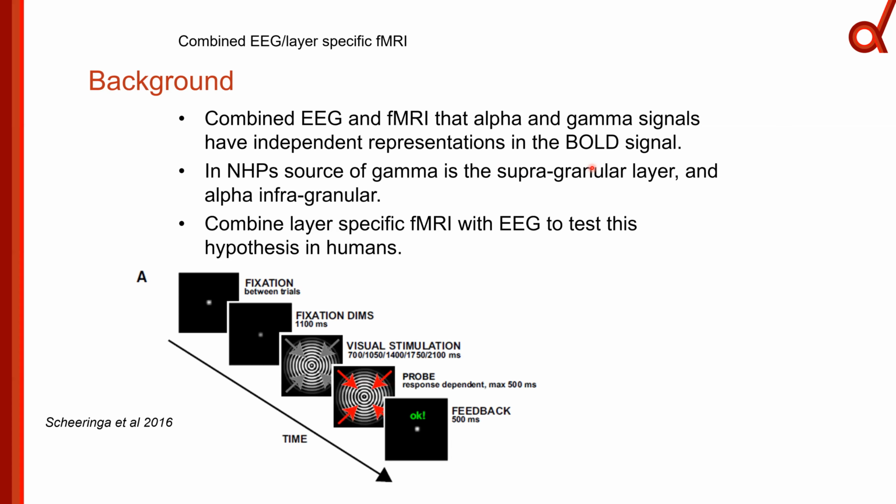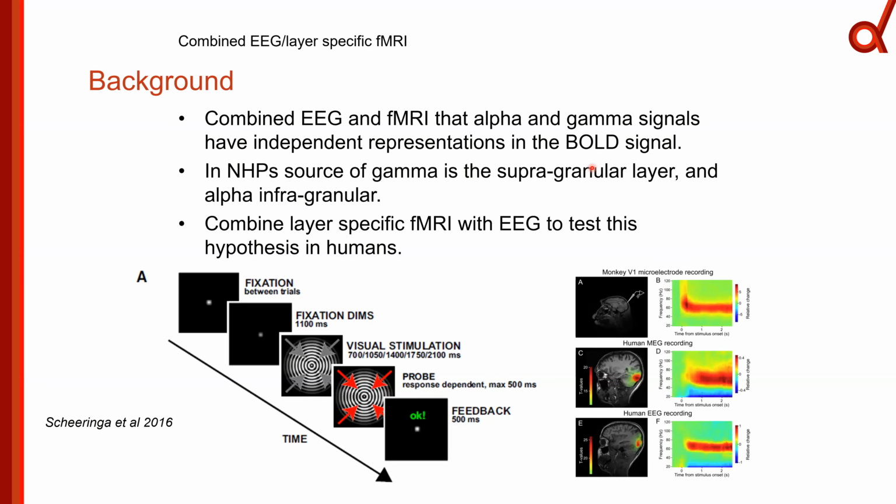And there's a task where you look at inward moving rings, which generates actually a lot of gamma signal. So when you're looking at these kinds of plots here, you can see monkey V1, human MEG, human EEG, and here the frequency range, so the gamma is here up at the 60 Hertz, and the alpha is down here in the low frequency range. When this work was done, the analysis was split for the high frequency and the low frequency.